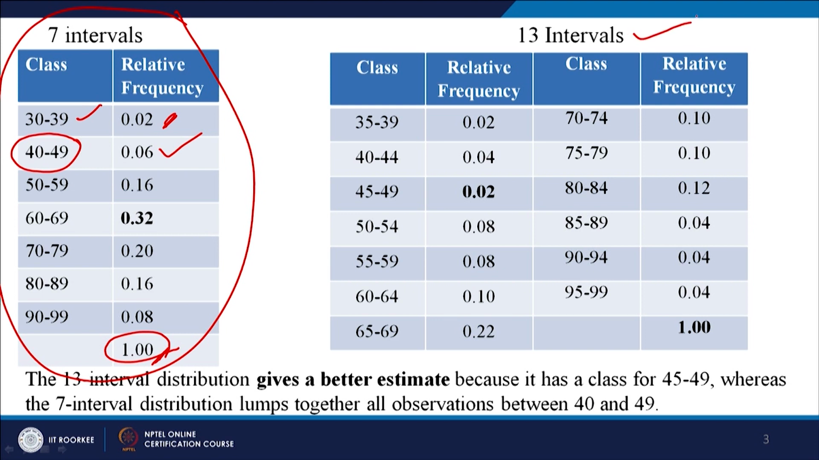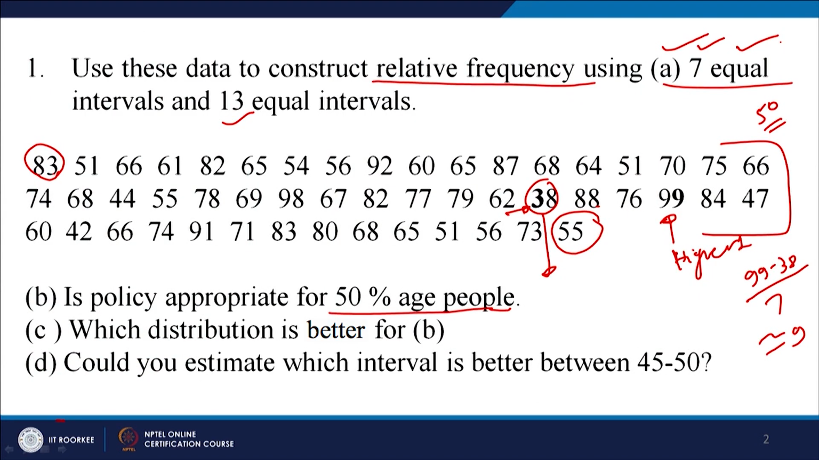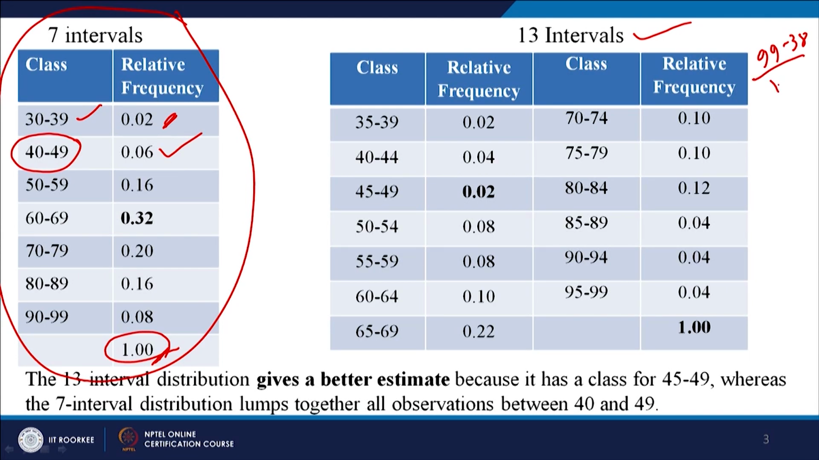So, how would you go ahead? Again, for 13 intervals, what do you want? Maximum minus minimum number, right. So, this was maximum 99, minimum 38, right, divided by 13. So, you will get approximately 5. So, let us take the first class, class number 1, as 35 to 39. How many numbers are between this? Just one number, right, and 1 by 50 is 0.02. Similarly for the other classes as well.